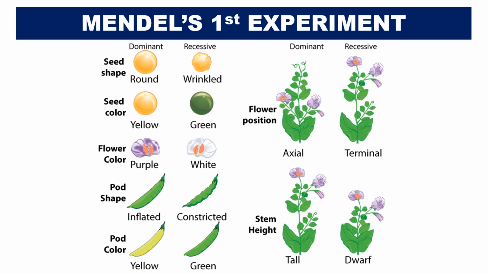Remember that in his first experiment, he had true breeds or pure breed pea plants, meaning if these plants were allowed to self-pollinate, they would produce offspring that were identical to themselves.